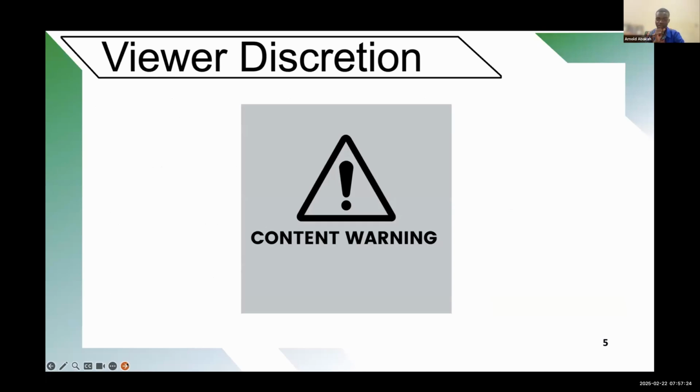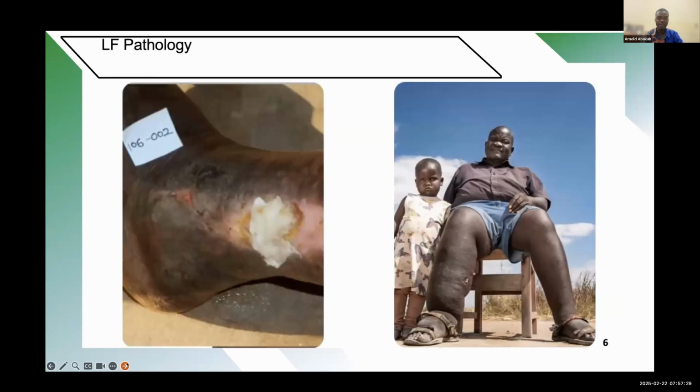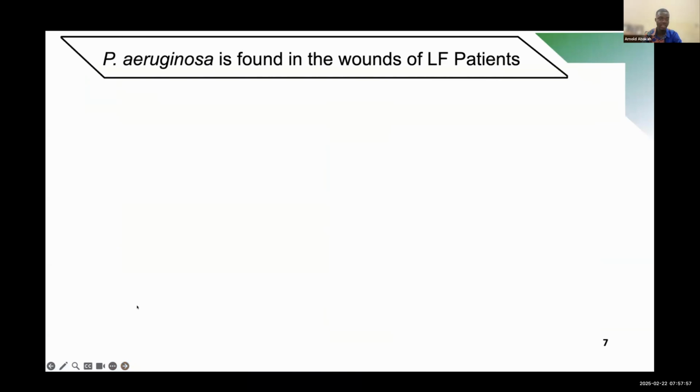The following is content that might be sensitive to some of us, but this is the pathology of the disease. It damages the lymphatic system, which causes drainage or fluid accumulation in the lymphatic system, resulting in swelling of the legs, and most times resulting in wounds. And these wounds become pathogenic because of the proliferation of secondary bacterial infections in them.